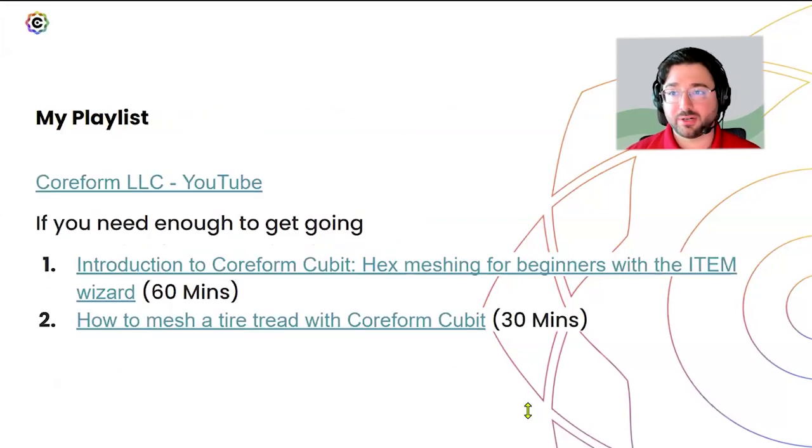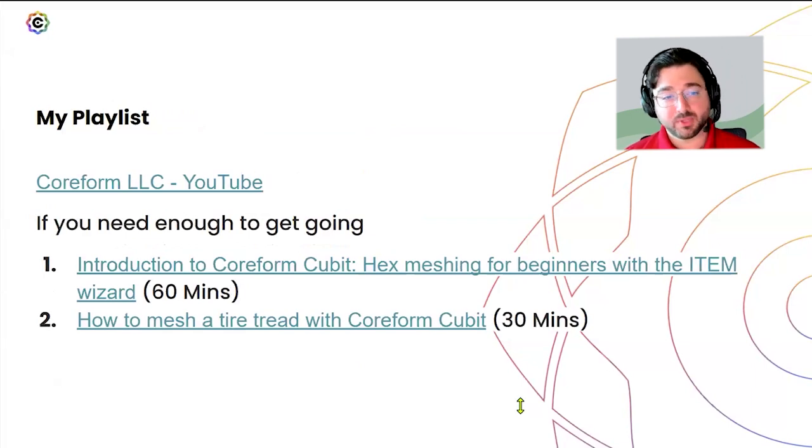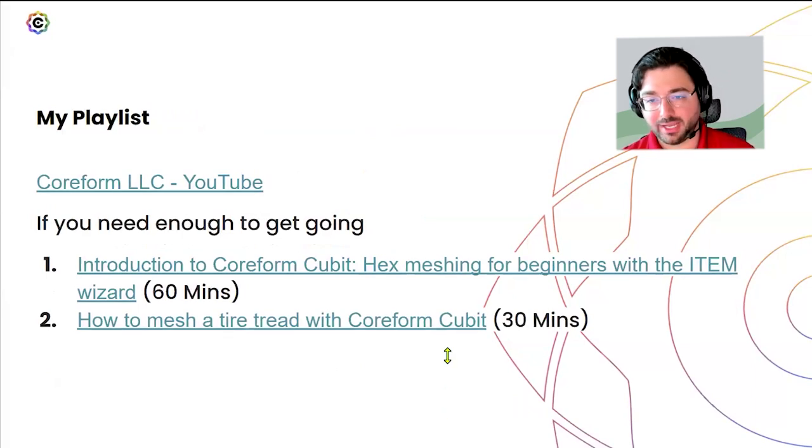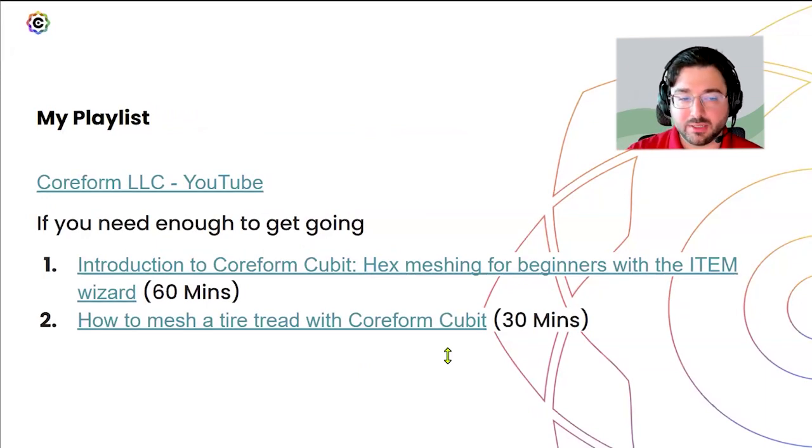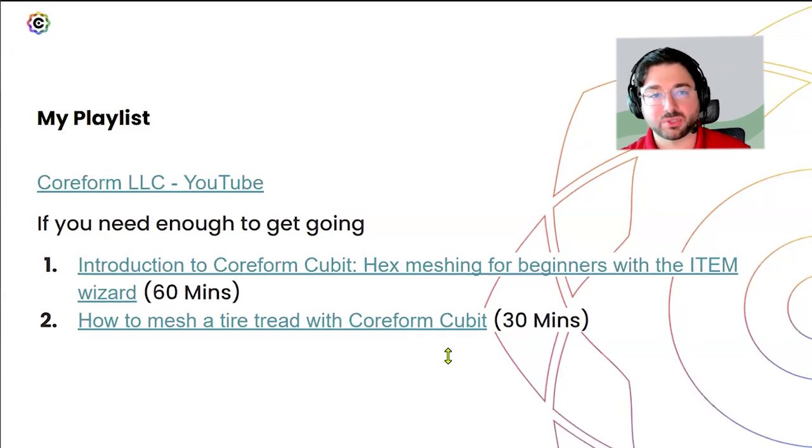Now, if you're just wanting to get started as fast as possible, my advice is to watch these two videos: Introduction to Coreform Cubit, hex meshing for beginners with the item wizard, and how to mesh a tire tread with Coreform Cubit. In the first video, Greg walks through a lot of the features and a lot of the how of Coreform Cubit's workflow and the tools and what it's looking for. And the tire tread tutorial gets a little bit deeper into what I consider some more of the unique or advanced features that let you really address complex geometries and difficult problems. So it's an hour and a half of your time, and this will get you, I think, most of the way there.